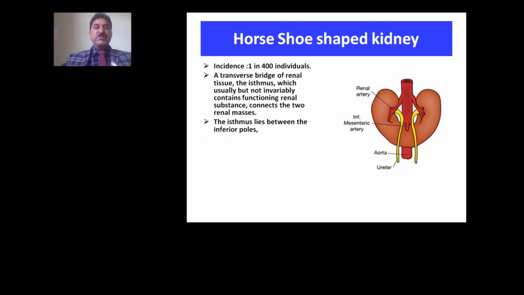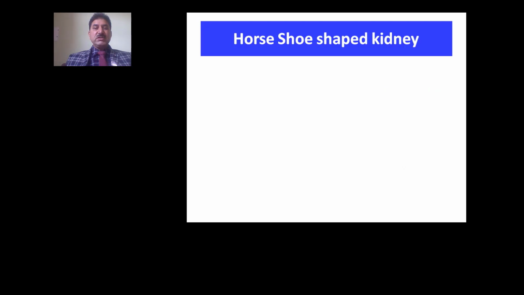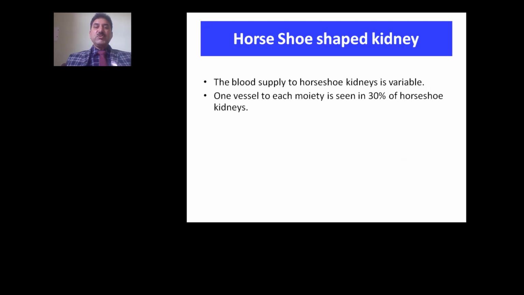A transverse bridge of renal tissue called the isthmus, which usually but not invariably contains functional renal substance, connects the two renal masses. The isthmus lies between the inferior poles, most commonly anterior to the great vessels. The ureters curve anterior to the connection and may have a high insertion into the renal pelvis. The blood supply to the horseshoe kidney is variable. One vessel to each moiety is seen in 30% of horseshoe kidneys.